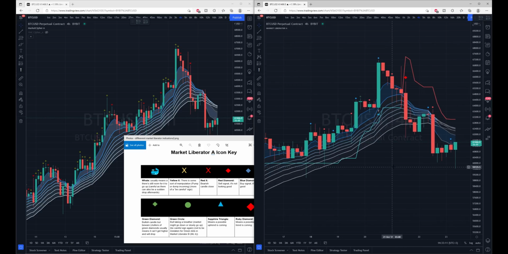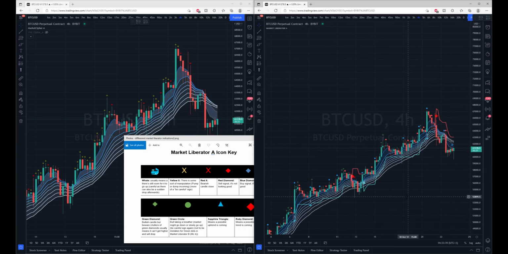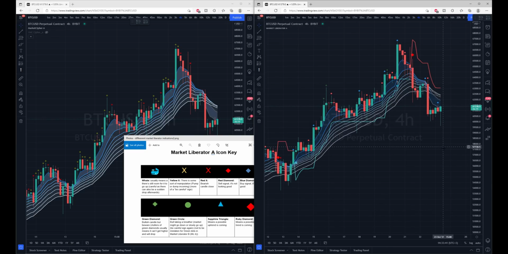Oh, I just spotted a whale symbol. Here's the whale symbol. So what did the whale symbol say? Usually means there's still room for it to go up. Careful, this can also have a sudden drop after. So either this could go up or there could be a sudden drop after. So, I mean, not all that useful. Right over here, we got whale symbol here, whale symbol here, whale symbol here. And they just seem kind of random, the whale symbol. So I wouldn't say they're all that useful.